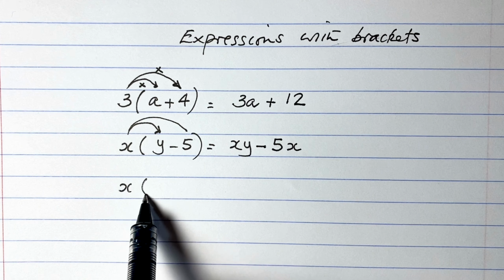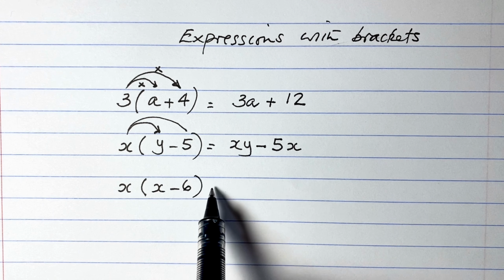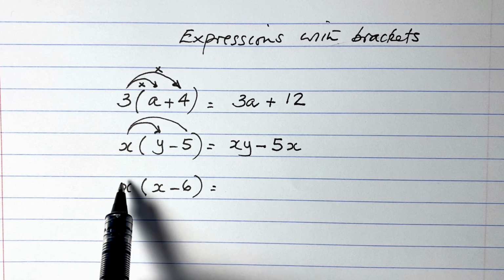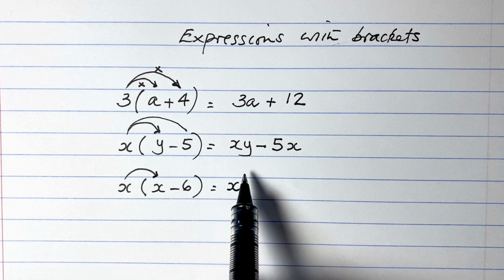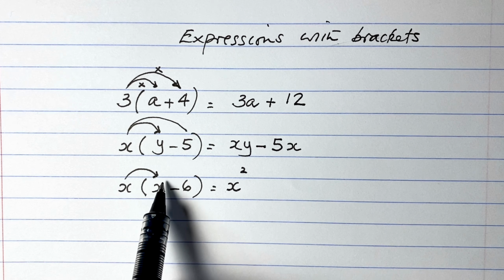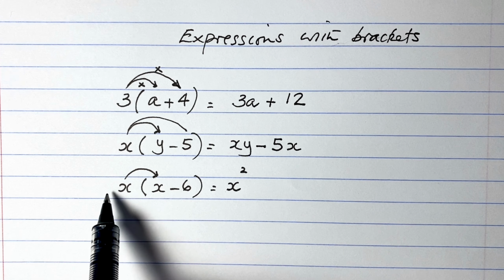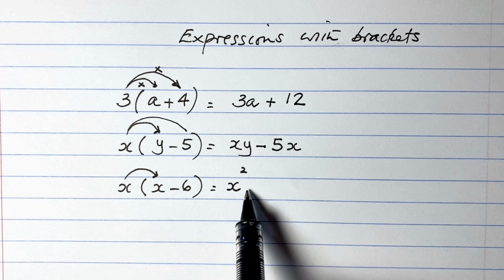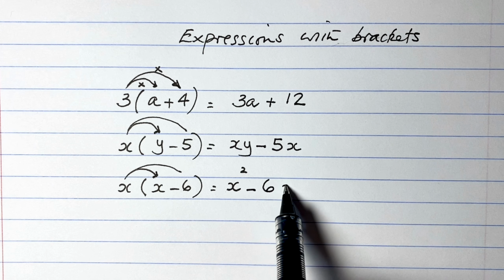Another example, x bracket open, x minus 6. x times x is x to the power of 2. Remember, when you times, you add the powers. There are 2 invisible powers of 1. Then plus x times minus 6, plus times minus, x times 6, 6x.